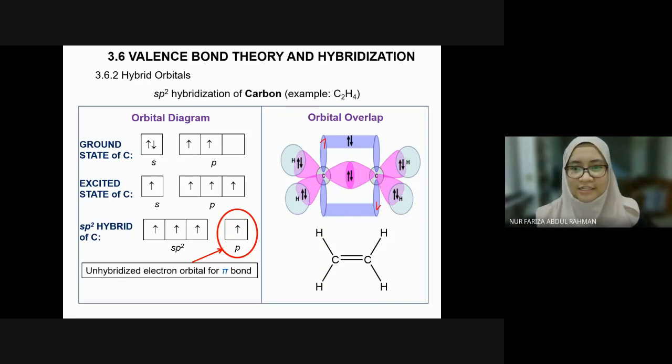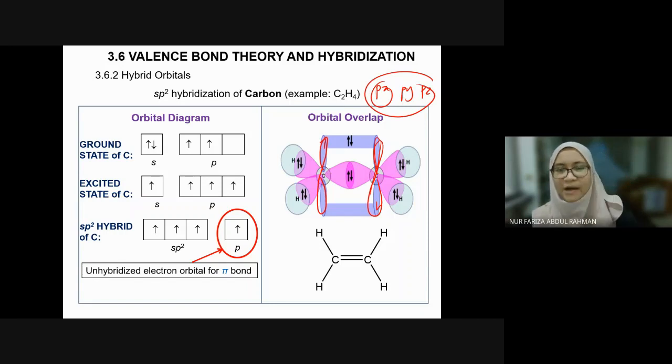Okay, sebab region dia satu set, atas dan bawah. This is what we call unhybridized P due to PX, PY, PZ. Ini pun kita represent satu saja sebenarnya. By right, we should have PX, PY, PZ. Can you imagine if we have 3 of them dekat gambar yang sama?